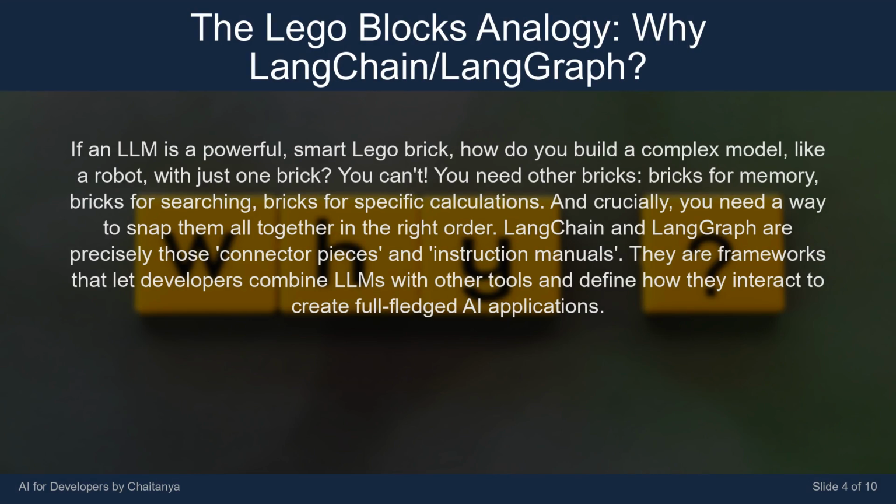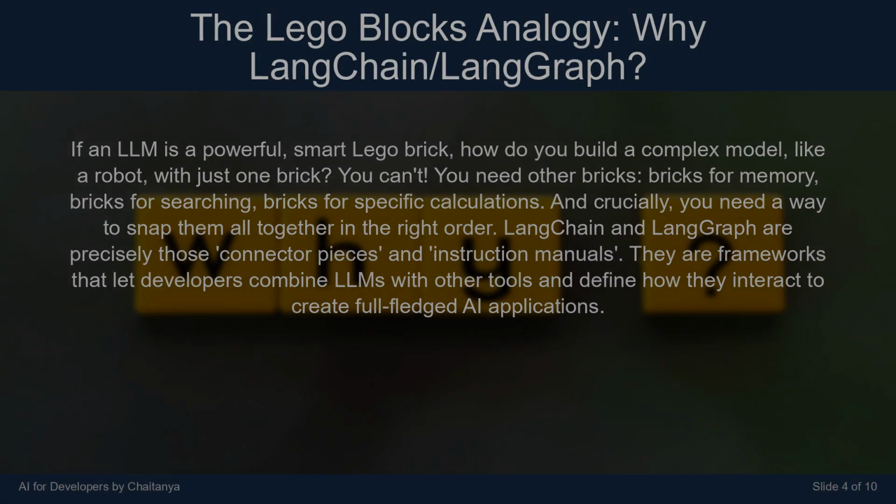If an LLM is a powerful, smart Lego brick, how do you build a complex model, like a robot, with just one brick? You can't. You need other bricks. Bricks for memory, bricks for searching, bricks for specific calculations, and crucially, you need a way to snap them all together in the right order. LangChain and LangGraph are precisely those connector pieces and instruction manuals.